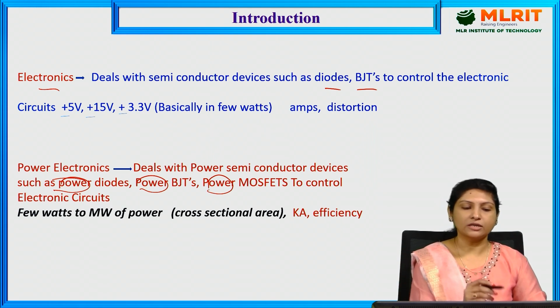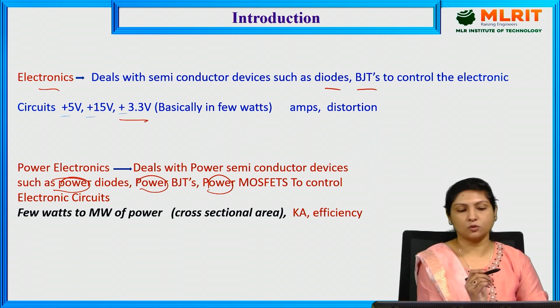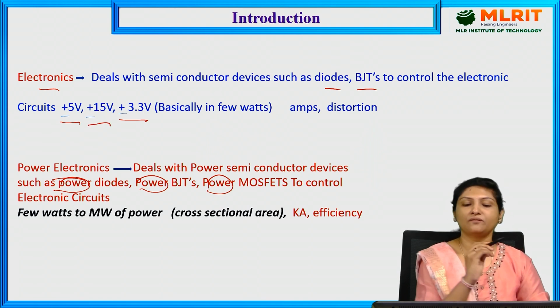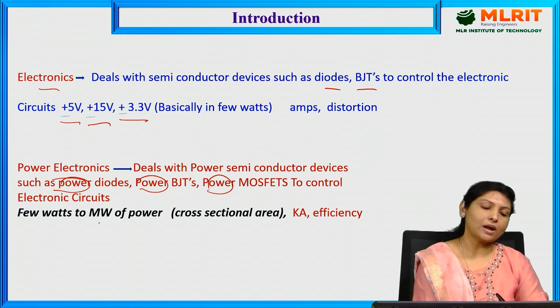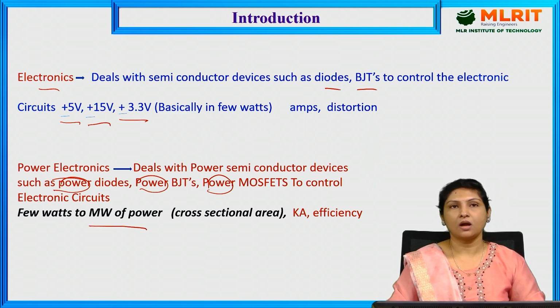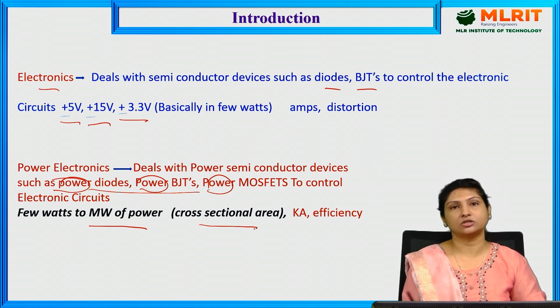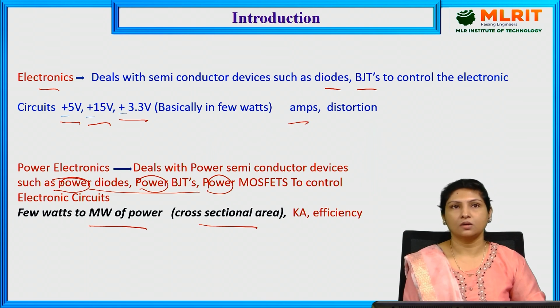Electronic circuits deal with very low voltages of about plus or minus 3.3 volts, plus or minus 5 volts and a maximum of up to plus or minus 15 volts. Whereas power electronics deals with megawatt power ratings, and the cross-sectional area of these devices will also be large. The current ratings of electronic devices will be about a few amperes, whereas the current ratings of power electronic devices will be about kiloamperes.